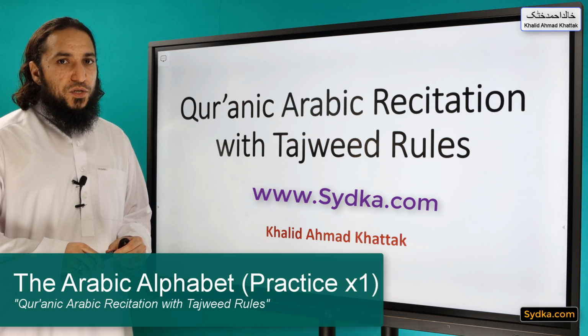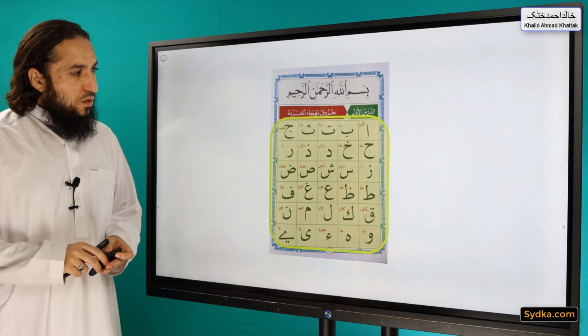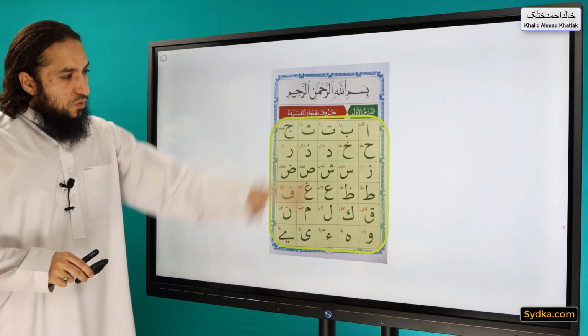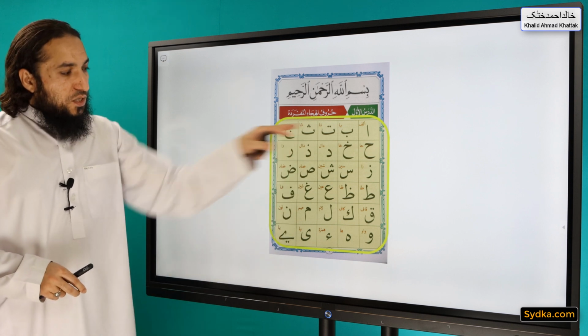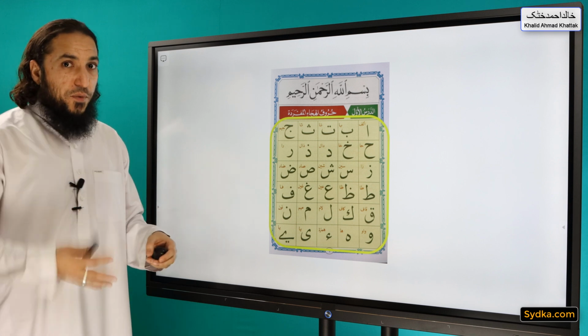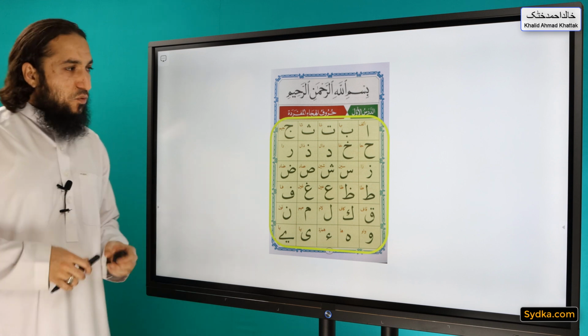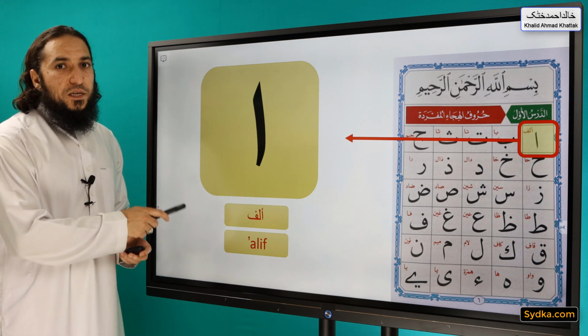Welcome back to another session of Quranic Arabic recitation with Tajweed rules. In this session, we will just go through the whole alphabet once because we have completed individual letters. So we'll just read it out, all of it, and then the following session just 10 times to give you more practice, because the more you practice, the better you will become. So you can repeat after me.